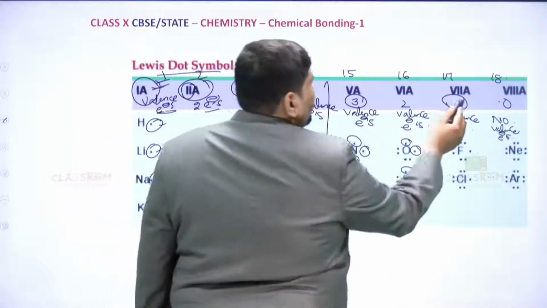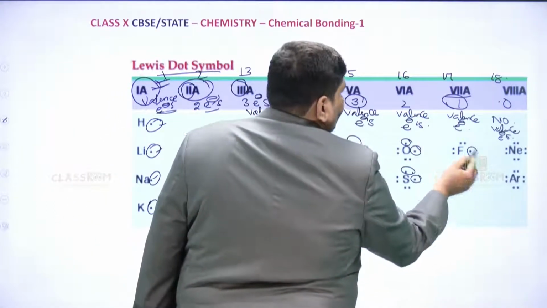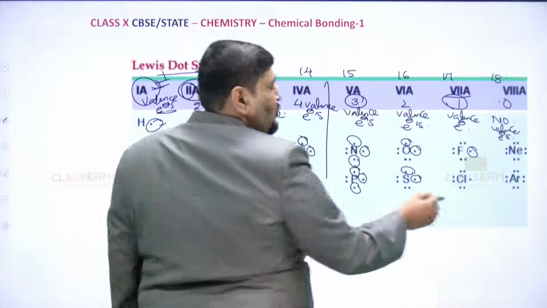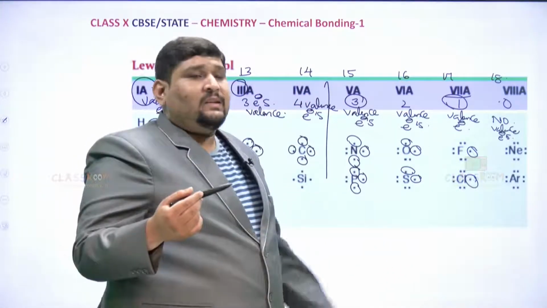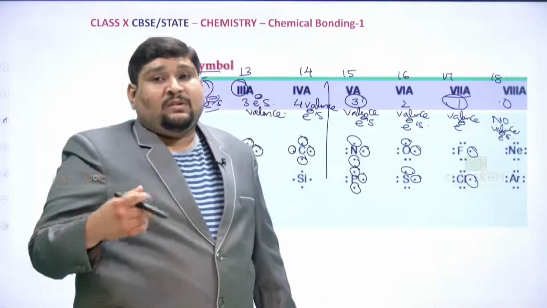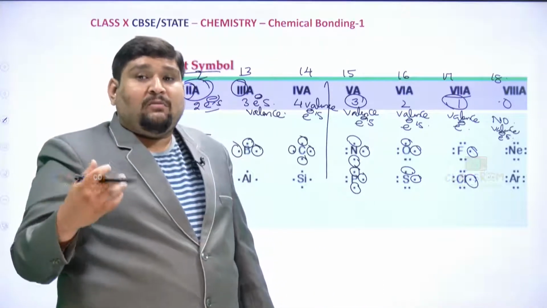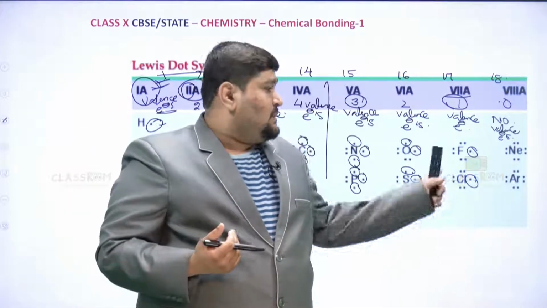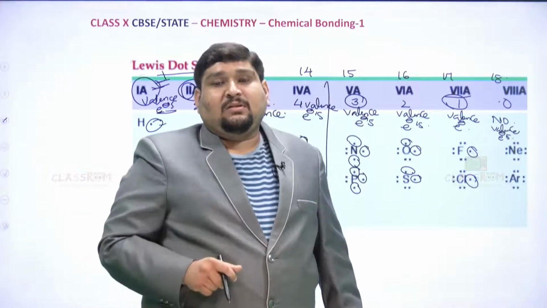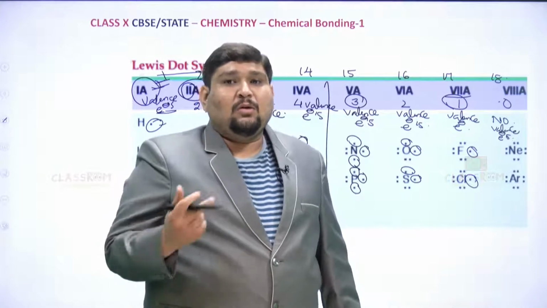Again when you go to the seventh group, you can find there is only 1 valence electron in the case of fluorine, chlorine, and the other halogens, which is what we call the 17th group: chlorine, fluorine, bromine, iodine. All these elements are found with 1 valence electron in their outermost shell or orbit.